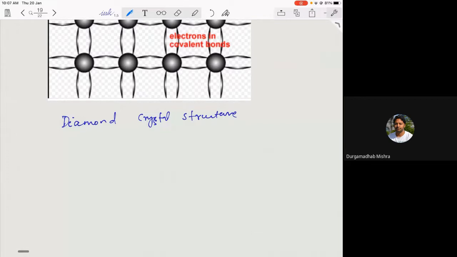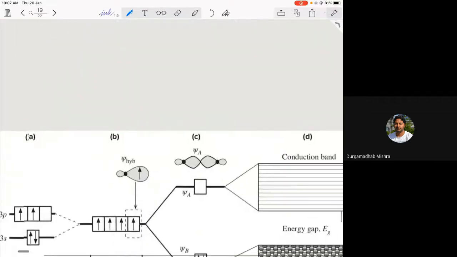Okay, so the next question is, how does energy band formation happen in this crystal? How is the band formed? Again we go back to the picture we saw earlier for lithium or for hydrogen. We go back to that picture again.